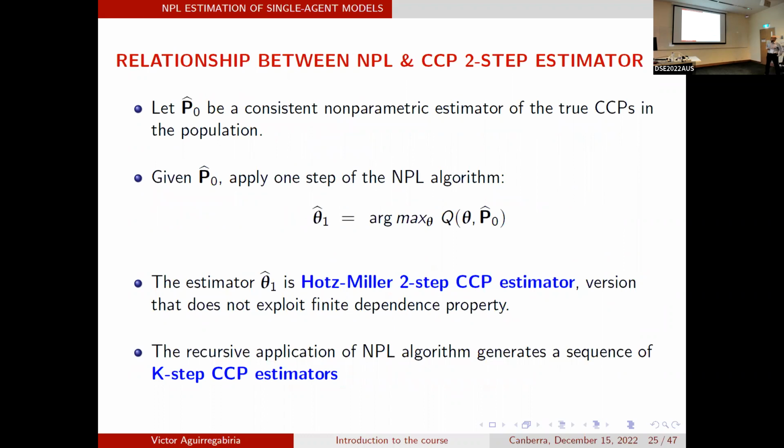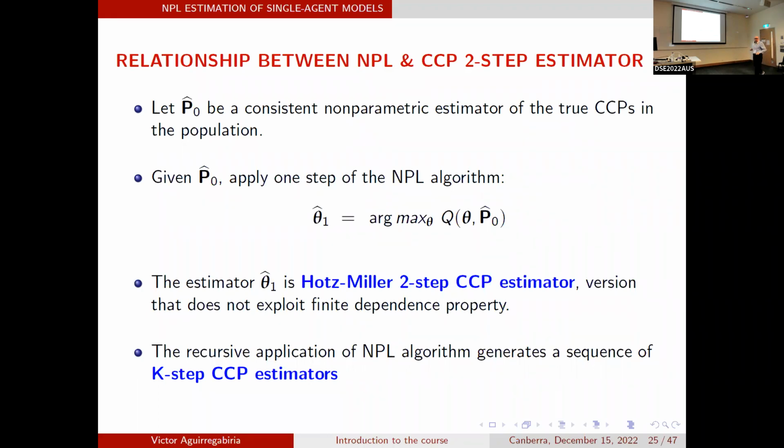Then let me mention the relationship between, I have emphasized so far the relationship of the NPL to the maximum likelihood and to the nested fixed point. How does this relate to the two-step CCP or the Hotz-Miller estimator? Let me again mention that we can distinguish two different versions of the CCP estimator: one that exploits the finite dependence property, and one that does not exploit the finite dependence property.